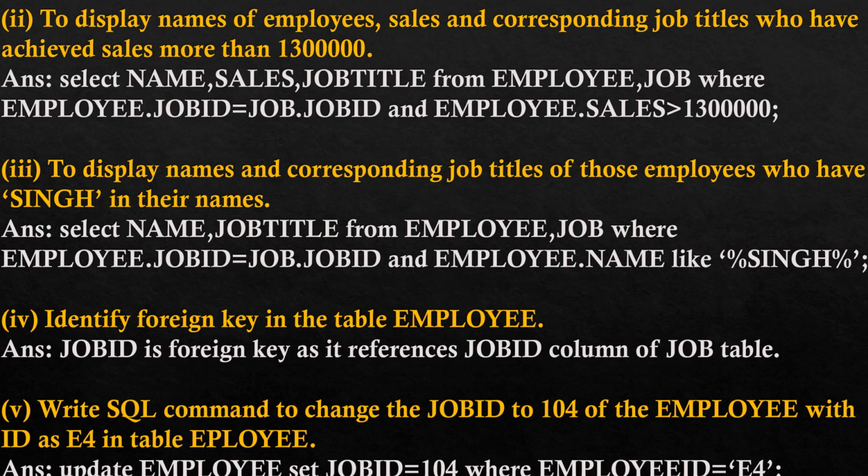Write an SQL command to change the job ID to 104 for the employee with ID E4 in the table employee. You have to simply use the update command. Update employee set job ID is equal to 104 where employee ID is equal to E4.